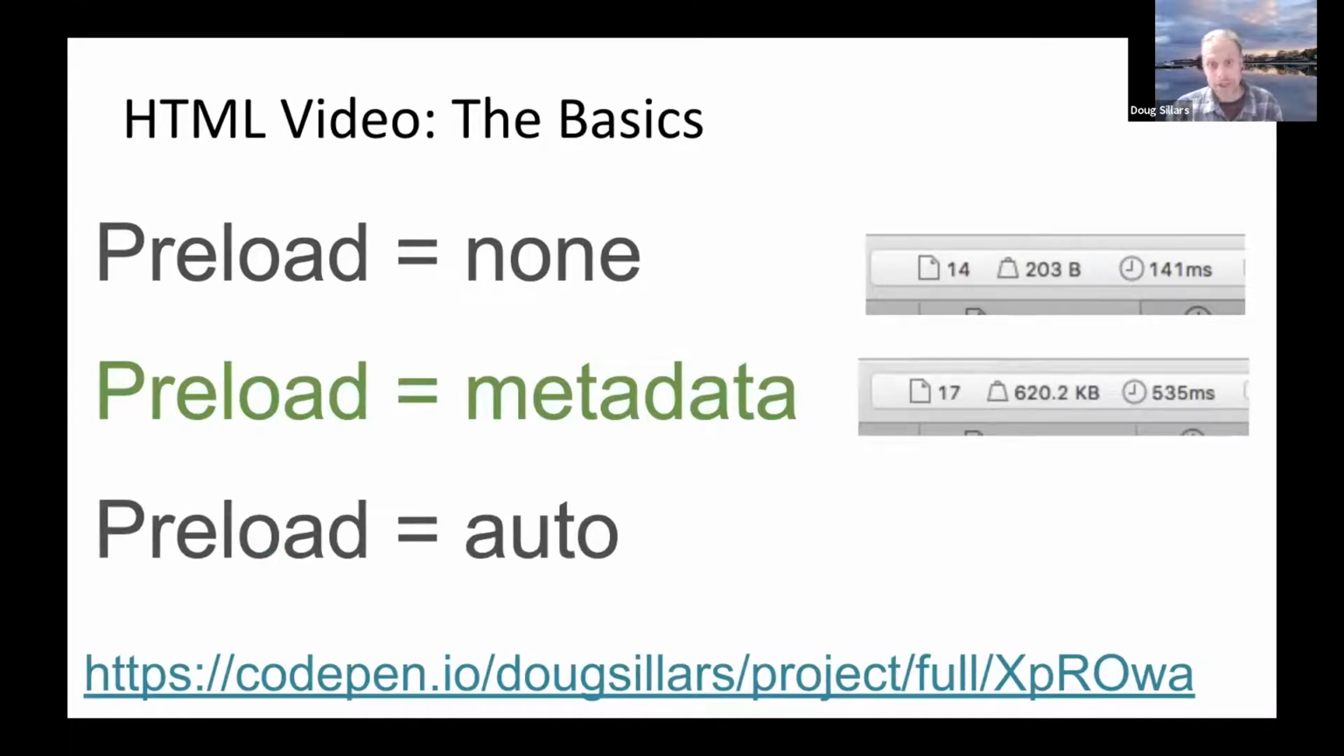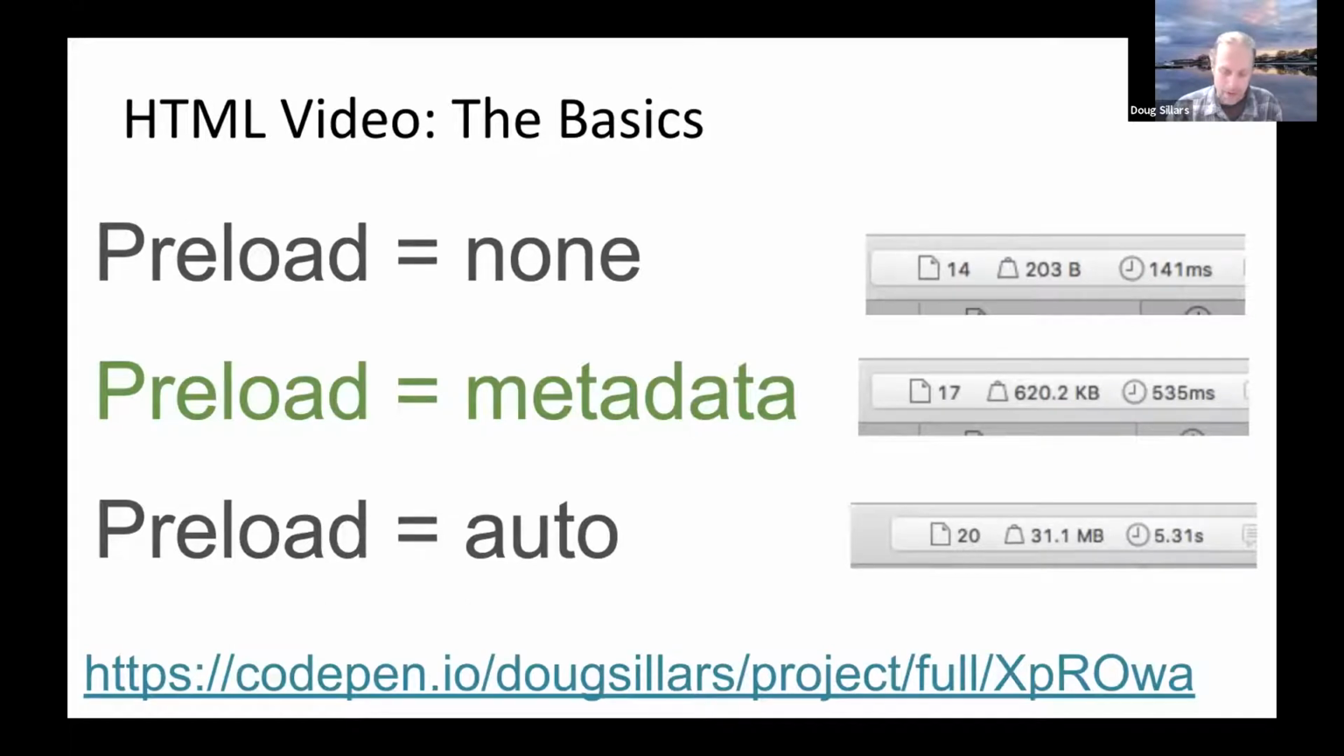The last option is preload equals auto. And when you do preload equals auto, you're telling the browser, like, people are going to watch this video, so just download the whole darn thing, no matter what. And lo and behold, that's what we see. You can see in Safari here, when I use preload equals auto, the entire video was downloaded. The page is now 31 megabytes. So if you think someone's going to watch the video, this is great. But if you think there's only like a 25 or 30% chance, these are better choices just from a data perspective, especially because you're paying for the bandwidth coming out of your server.